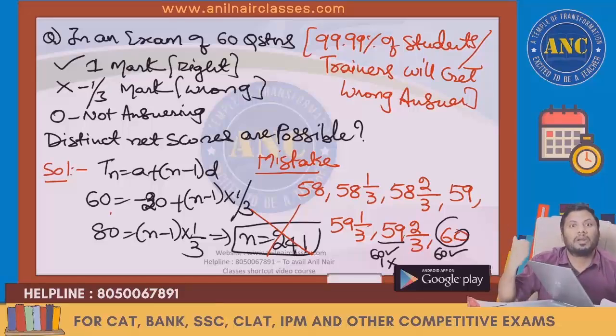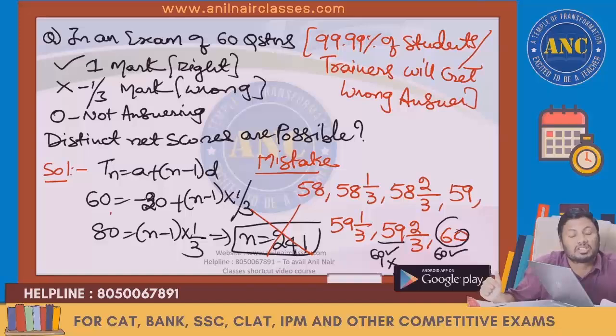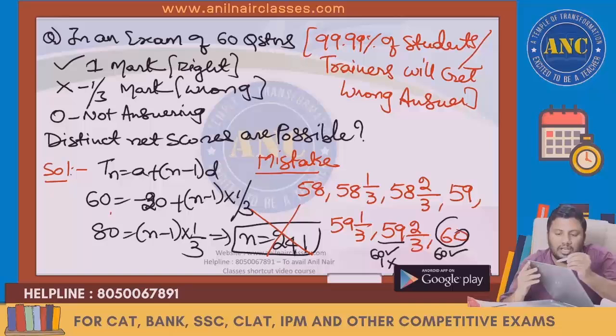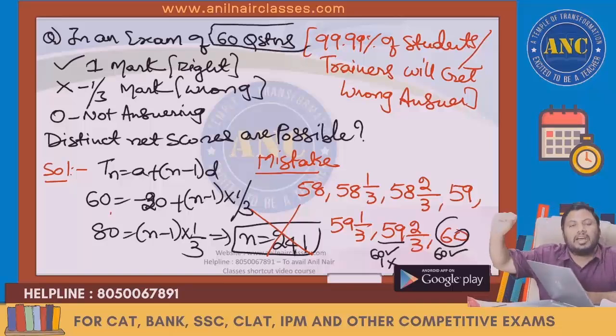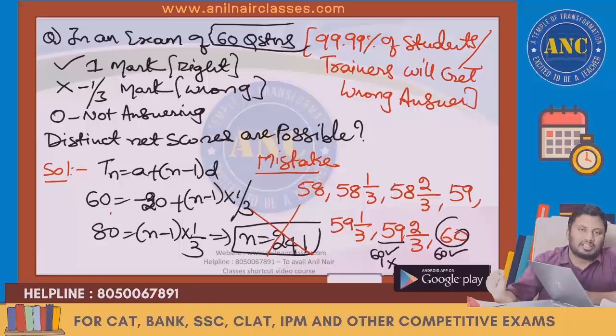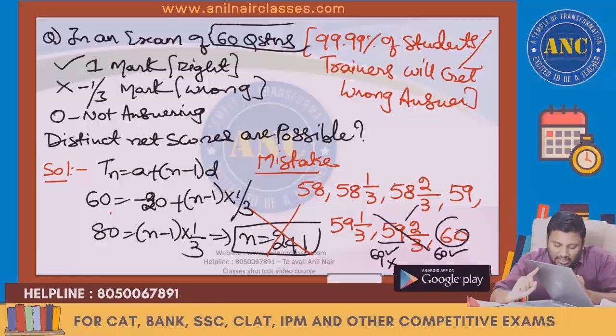But in total, how many attempts did he make? 60 right, 1 wrong. That is 60 plus 1, 61 questions. But in the exam, how many questions are there? Only 60. That means he attempted a question that does not exist. This case is wrong. I hope it is clear.